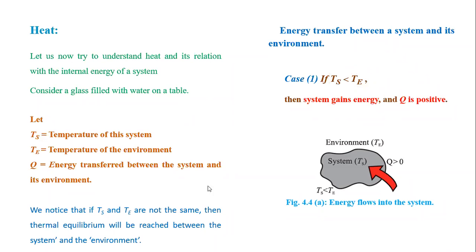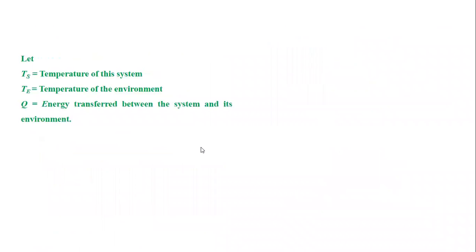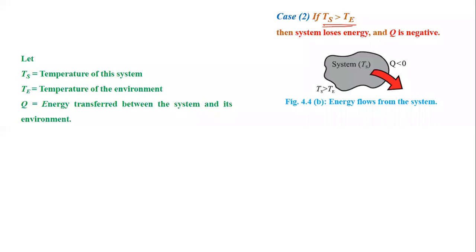Now let's see the next case. Case number 2. If Ts is greater than Te, the temperature of the system is greater than the temperature of the environment, then the energy flows from the system to the environment. This is the environment.